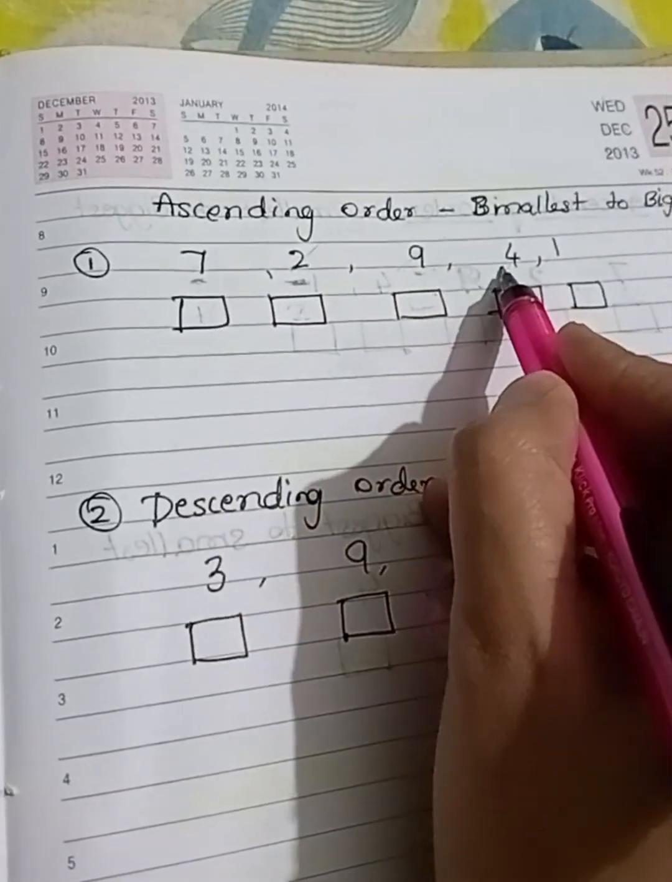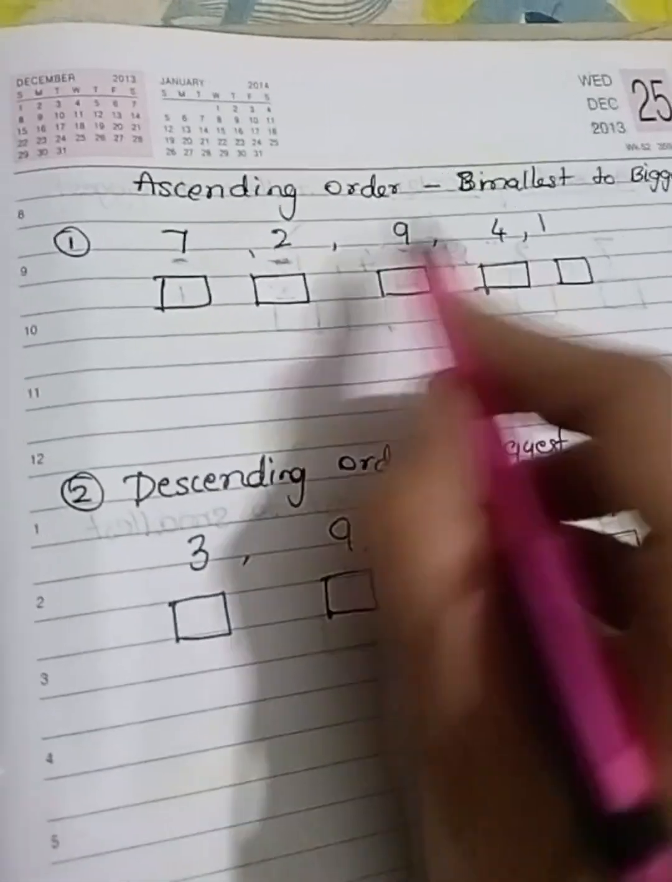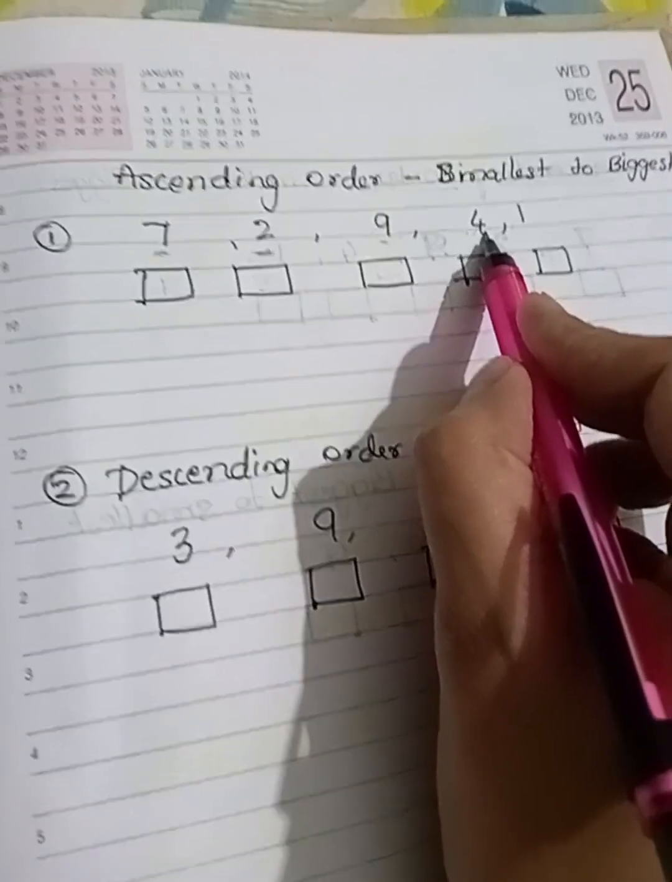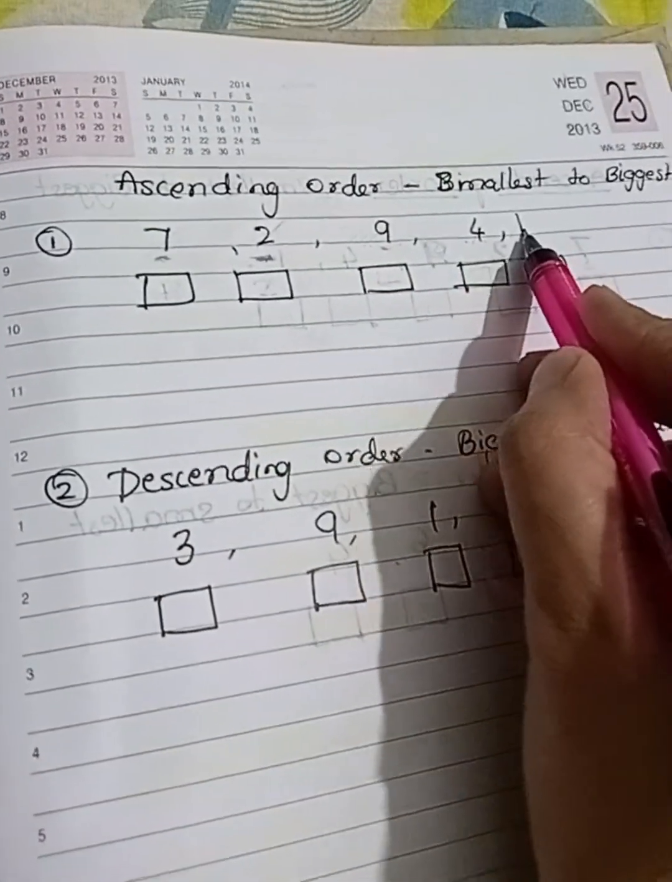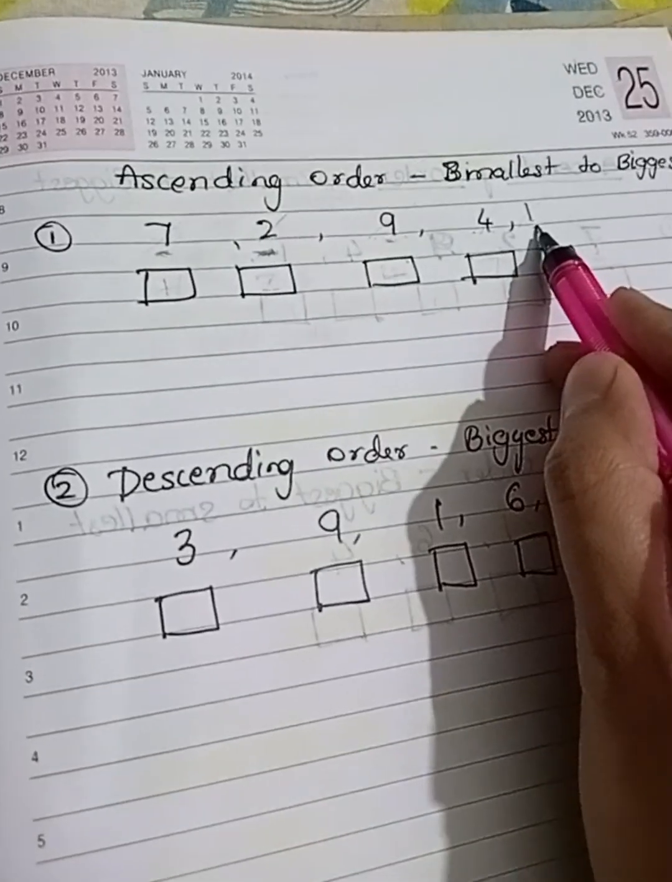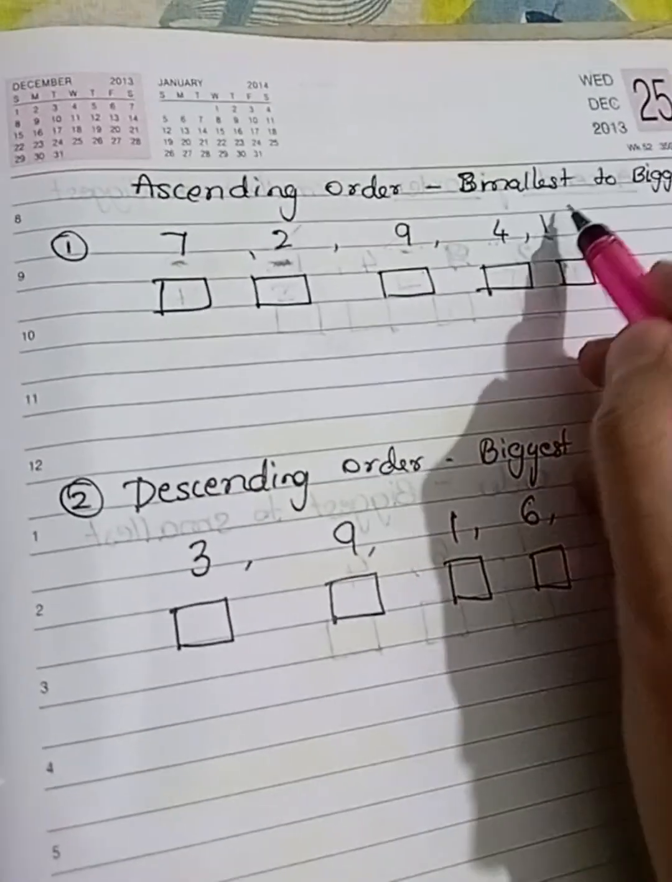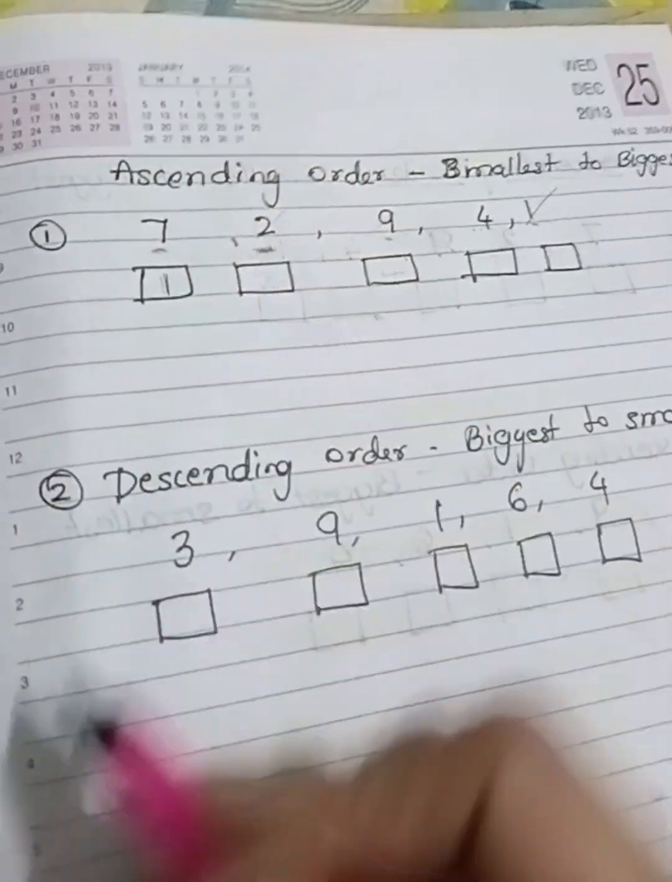Again go for the next digit, 2 and 4. Ask the child which is the smallest among 2 and 4. So here 2 is the smaller. Again go for the next number. So the last number, 2 and 1. Which is smallest among 2 and 1? It is 1. Then cross the number and write 1 here.